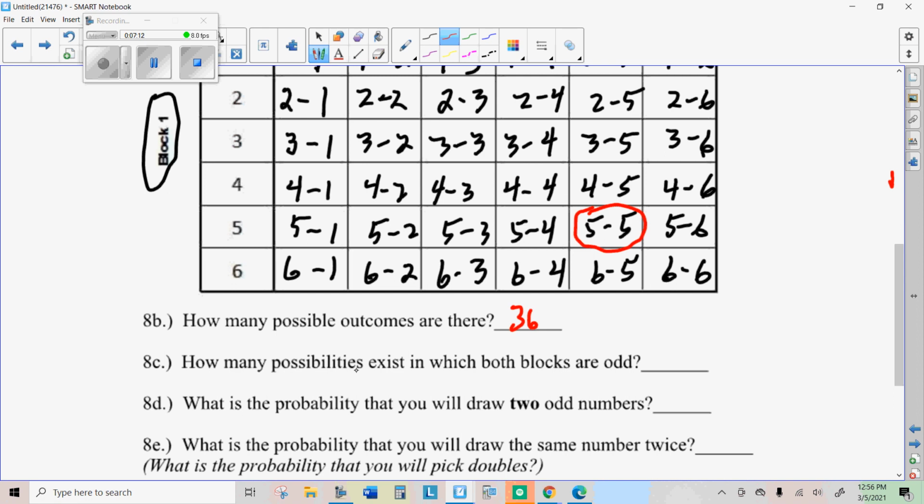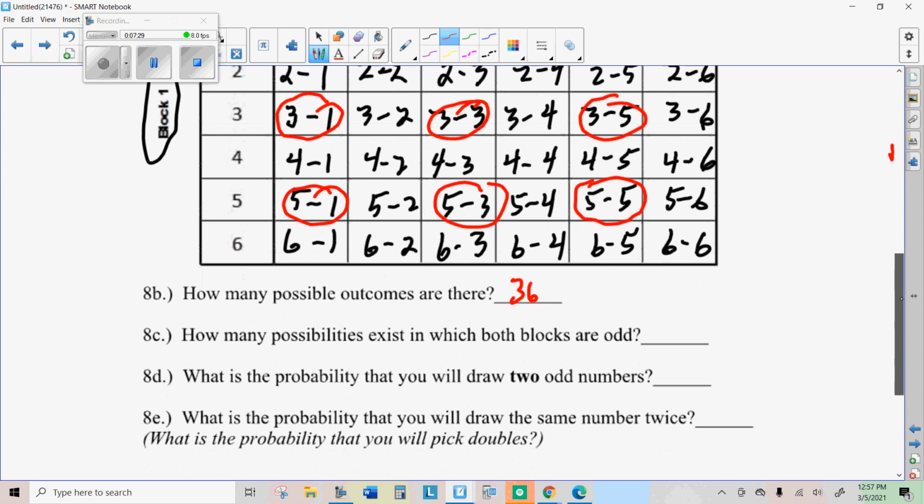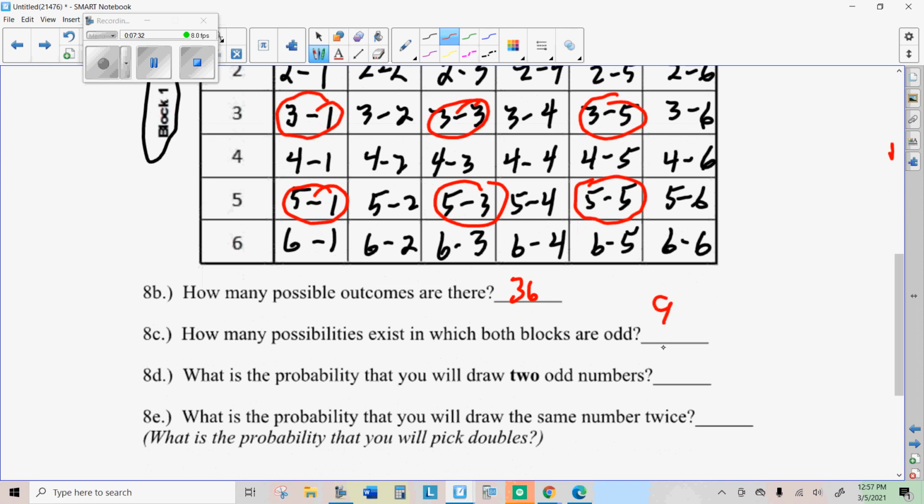How many possibilities exist in which both blocks are odd? Okay, so to figure this out, count how many are like this, where the first number and the second number are both odd. Go ahead and do that and write that down. All right, you should have counted 9 of them. I circled all of them where they're both odd. And that's 9 out of 36. We can simplify that fraction. That's 1/4. So 1/4 of the time you're going to get both odds.